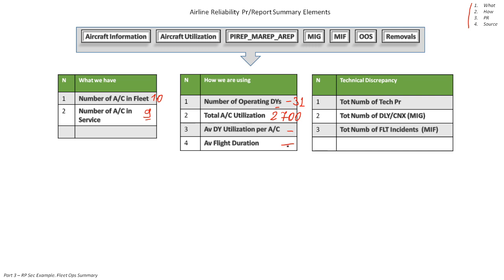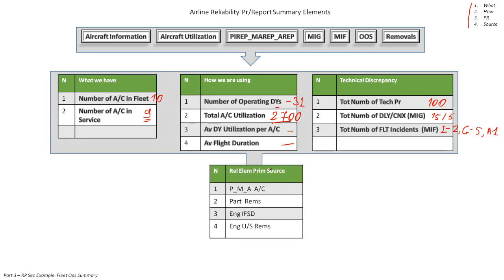Next, do we have some problems? After all these 9 aircraft in service with 2,700 flight hours, let's say we have 100 problems reported. By the way, how many delays and cancellations did we have? Let's say 15 delays, 5 cancellations. How many flight interruptions did we have? Let's say engine in-flight shutdowns, 2, ground turnbacks, 5, and turnbacks, 1. Again, just an example. What about the sources? PIREP, MIREP, AREP, totaling 100. Let's say PIREP 30, MIREP 50, AREP 20.